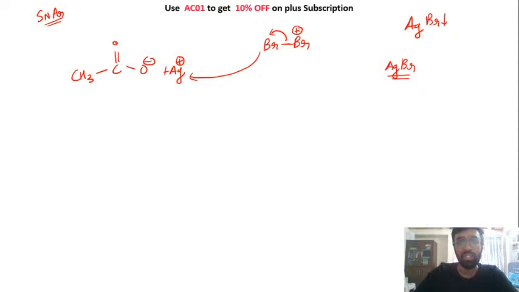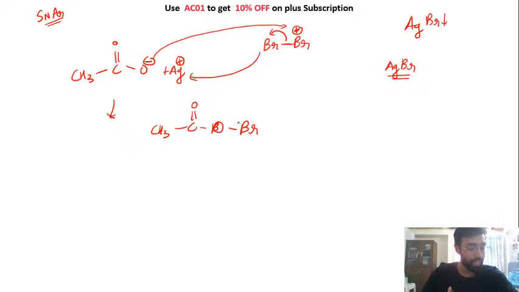Okay, since this bromine has a positive charge, we have an oxygen on which there is a negative charge. This negative charge can attack this bromine. It can form a bond with this bromine. So here you will create a species that will look like CH3 C double bond O, with an oxygen here and a bromine here. So you have created this thing.